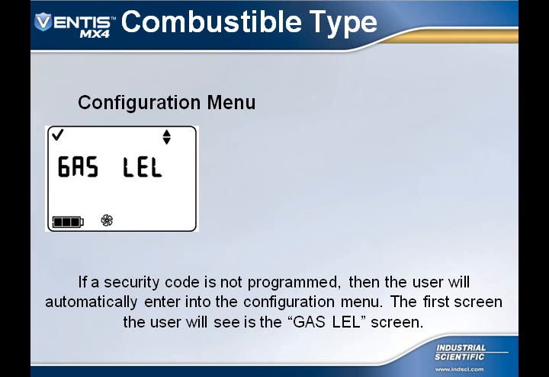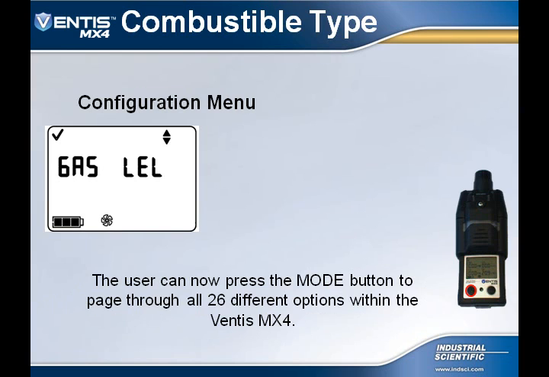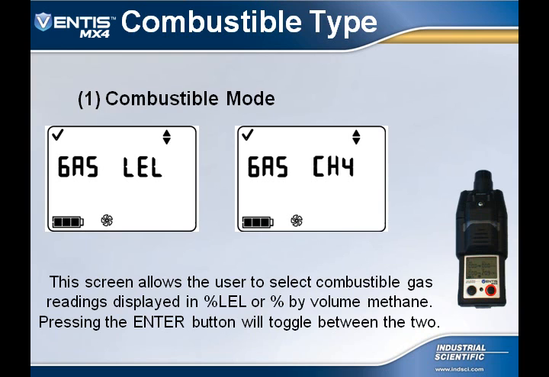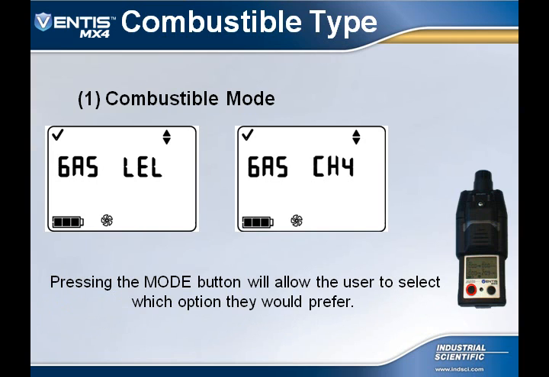The first screen in the configuration menu is the Gas LEL screen. The user can now page through the 26 different options of the Ventis MX4 by pressing the on-off mode button. Pressing the enter button from the Gas LEL screen will toggle the instrument from Gas LEL to Gas CH4. This allows the user to select combustible gas readings displayed in % LEL or % by volume methane. Pressing the mode button will enter the option the user prefers.